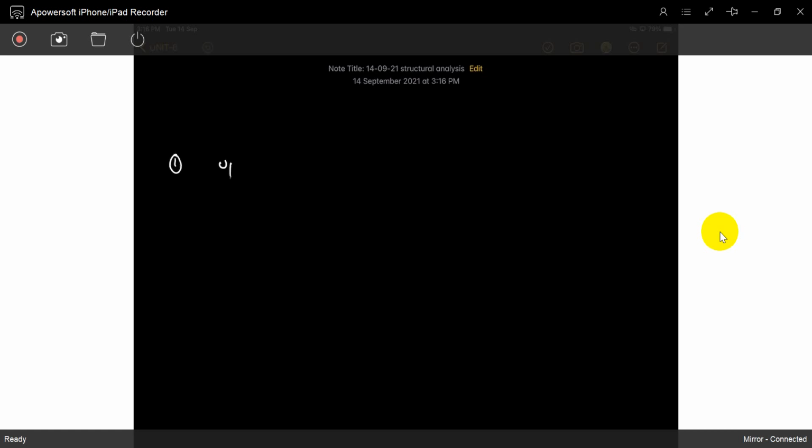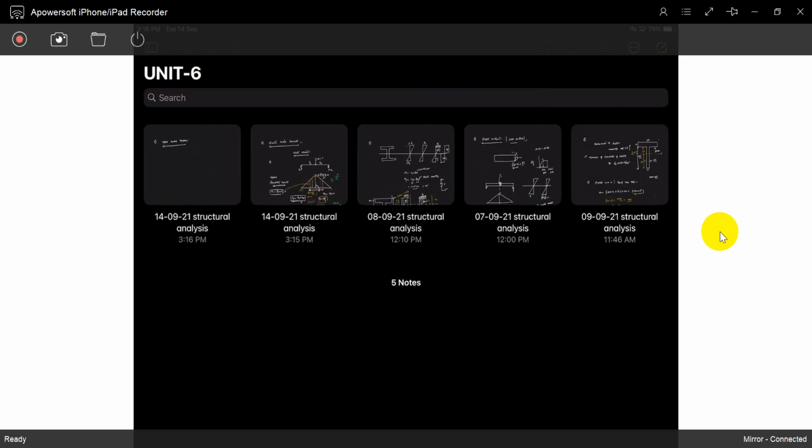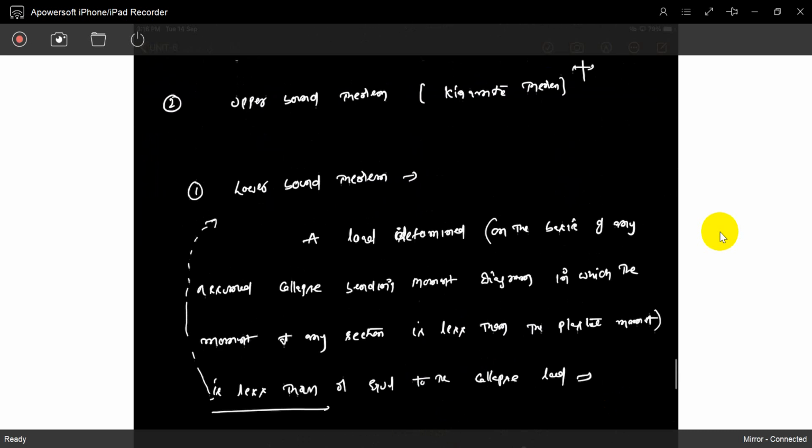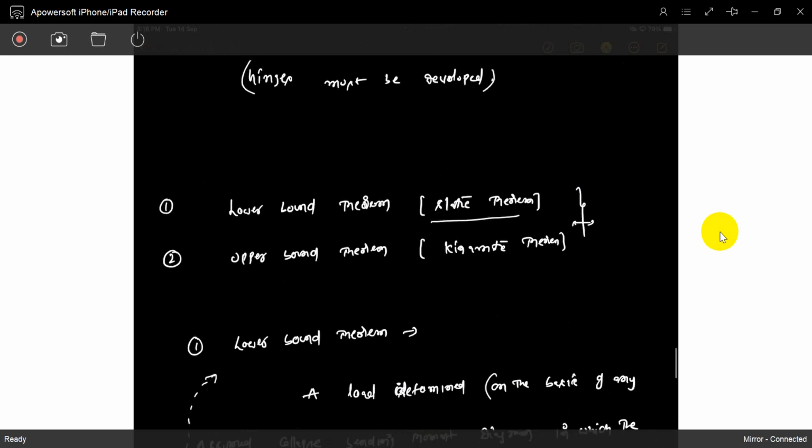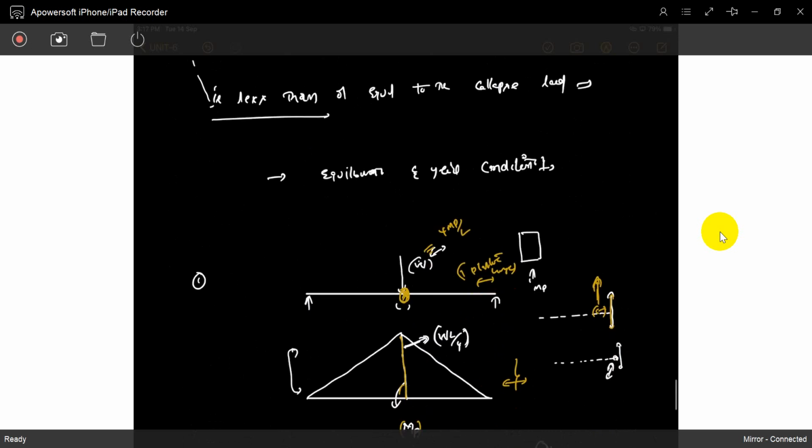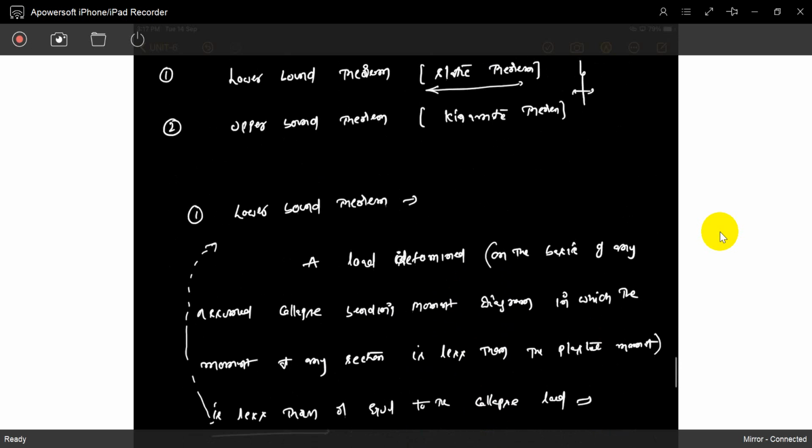Now we will discuss the upper bound theorem. The previous one, the lower bound, is a static theorem. Static laws are applied. As a basic structure, static laws prevail. Understood? It's a static theorem.